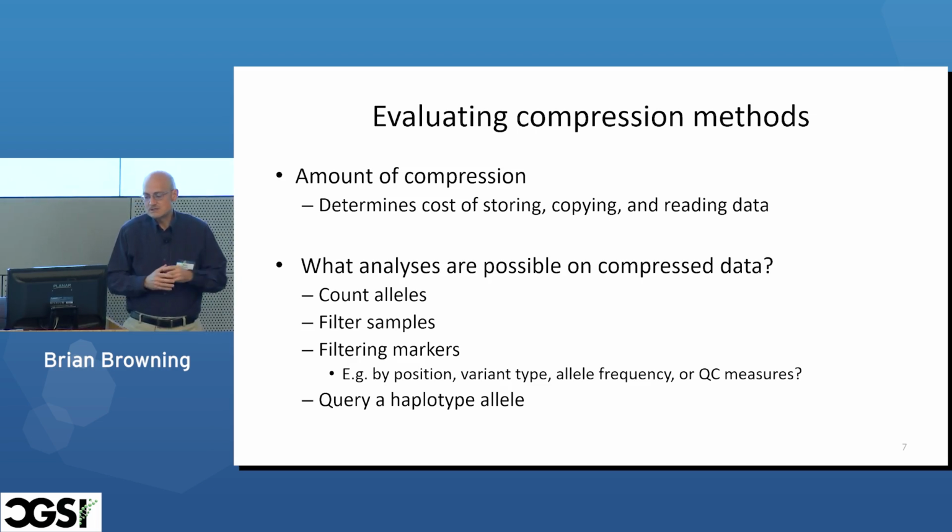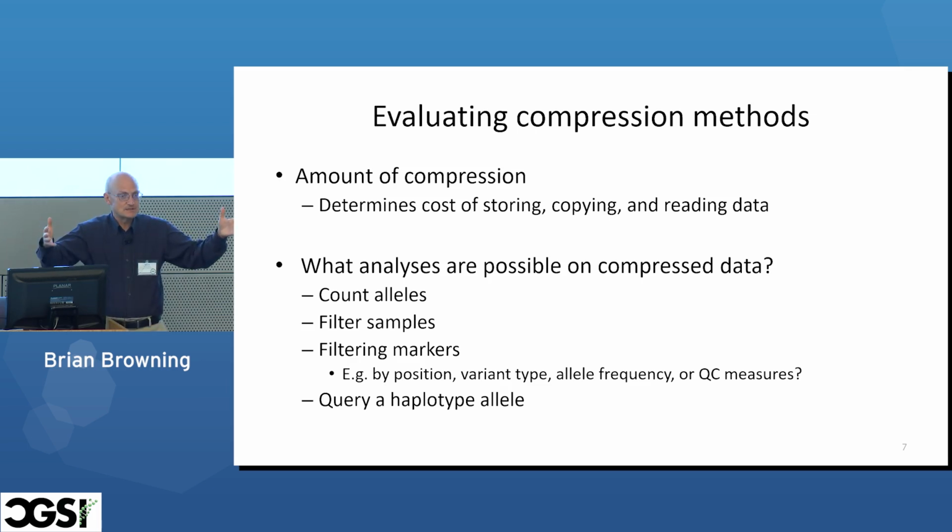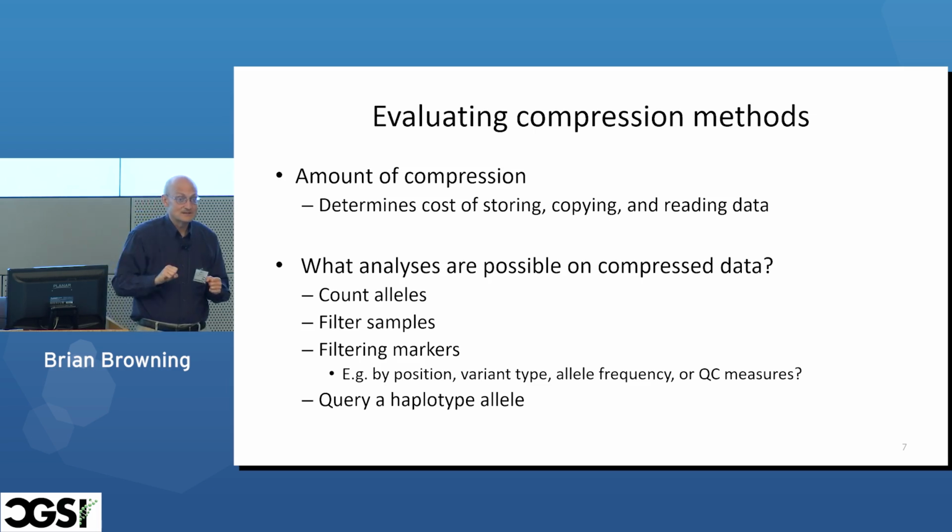Require very high QC metrics. Only look at SNVs. Only look at markers in a particular region of the genome. Can you filter markers just in compressed data without having to uncompress the data first and then compress it back later? And finally, can you reach in and grab an allele without decompressing the data?